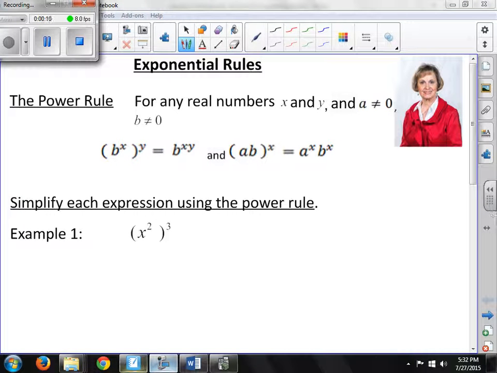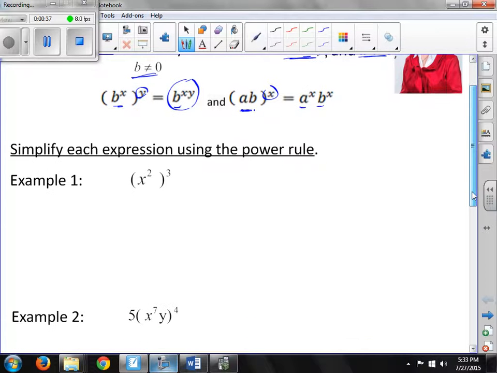For any real numbers x and y, with a not equal to 0 and b not equal to 0, our first power rule will have b to the x raised to the y is b to the x times y. If we have ab raised to the x, we'll have to raise the a to the x and the b to the x. If we have a product raised to a power, we have to raise the whole thing to the power. So we'll start off, simplify each expression using the power rule.